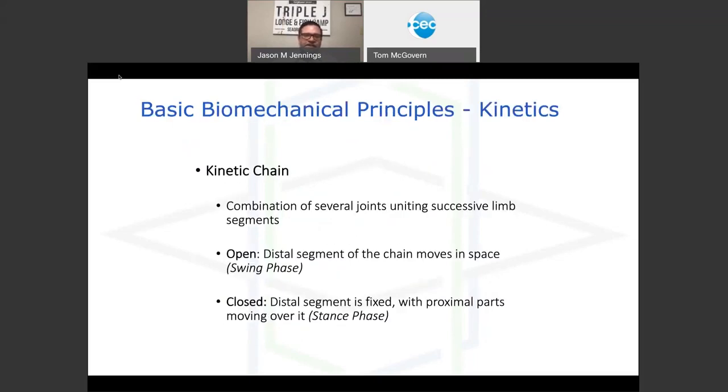When we talk about the kinetic chain, we talk about a combination of several joints uniting successive limb segments. And we talk about the kinetic chain in an open and a closed environment. The open chain is when the distal segment of the chain moves in space, or for ambulation, swing phase. In the closed chain, the distal segment is fixed on the ground with the proximal parts moving over it, or stance phase.